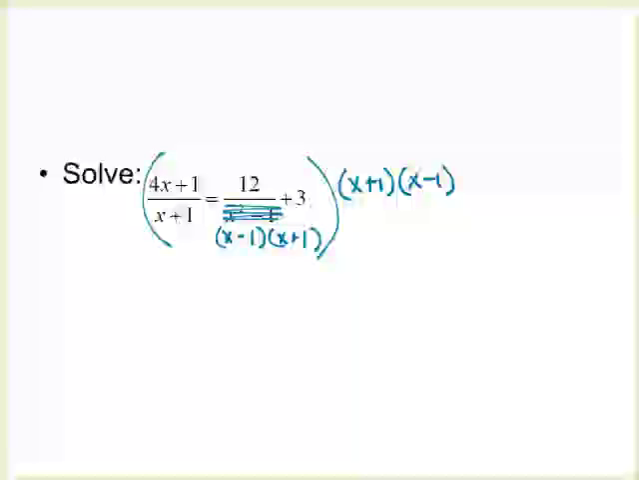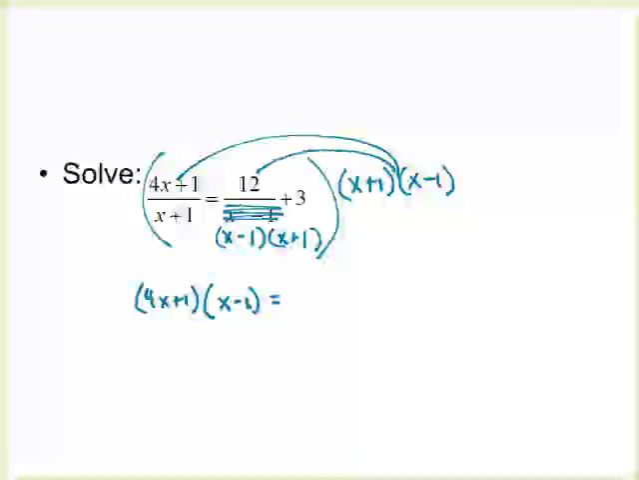Cancel it out. So when we multiply the first part by that denominator, the x plus 1 will cancel, which will leave us with 4x plus 1 and the x minus 1. Make sure you group up that 4x plus 1 because we will need to FOIL distribute that through, not just distribute the 1.